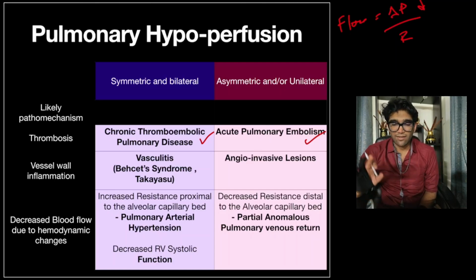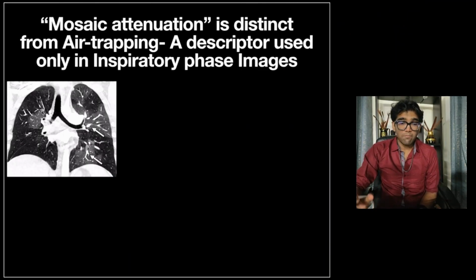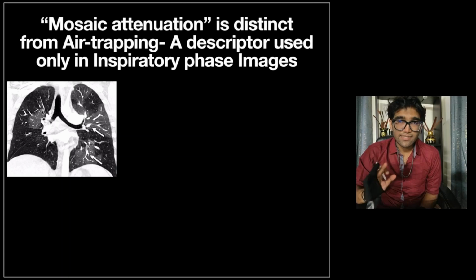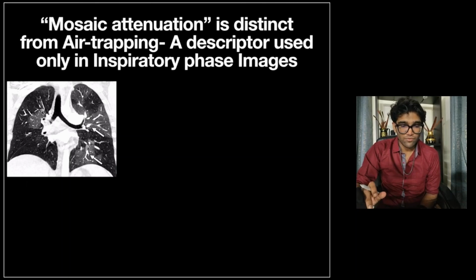Again, this is more of a radiological consideration, but when analyzing an image, this may be an incidental finding, and this is something that an internist also needs to appreciate. Now, the term mosaic attenuation is very distinct from air trapping. It is a descriptor used only in inspiratory CT. As you can see in all of the CTs that I will show you now, the diaphragm is down and the trachea is patent.